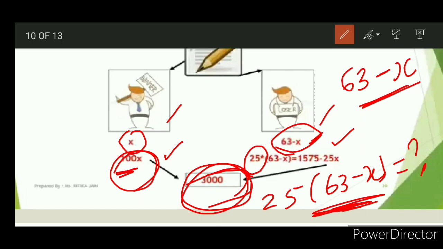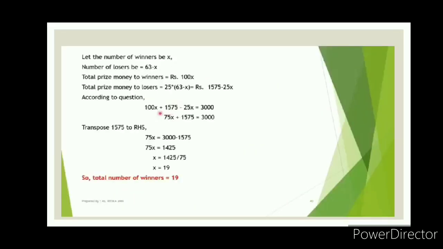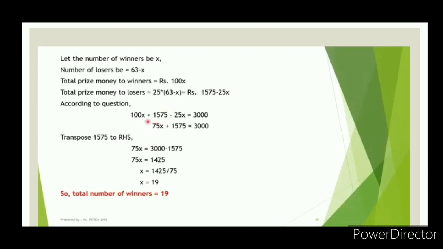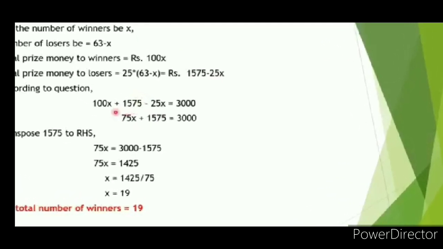Got it? Yes. Solution. Let the number of winners be x. Number of losers be 63 minus x. Total prize money to winners: each winner is getting 100, so 100 into x is the total winners' cash amount. Next, total prize money to losers is 25 into 63 minus x. What is the 25? Each loser's prize amount. 63 minus x is the total number of losers. If you multiply those two, we will get the total amount distributed to losers. According to the question, this is the equation.